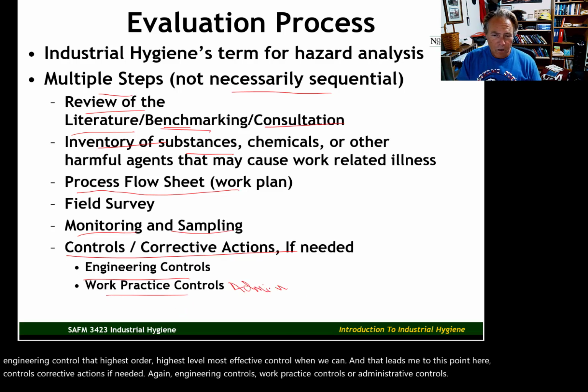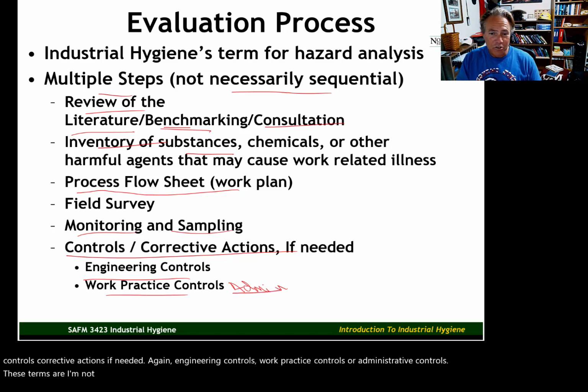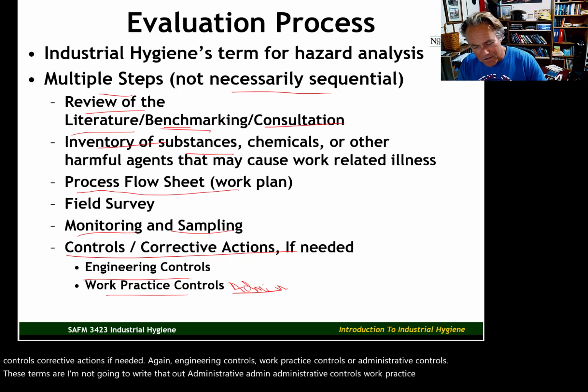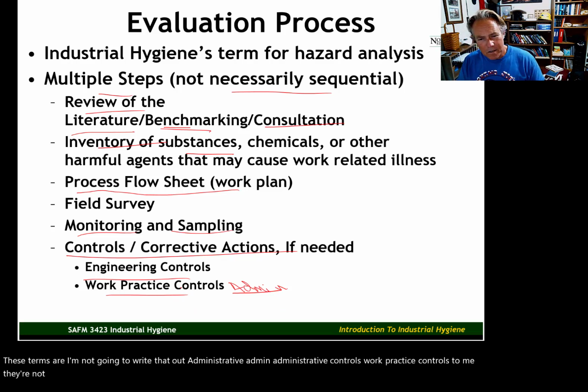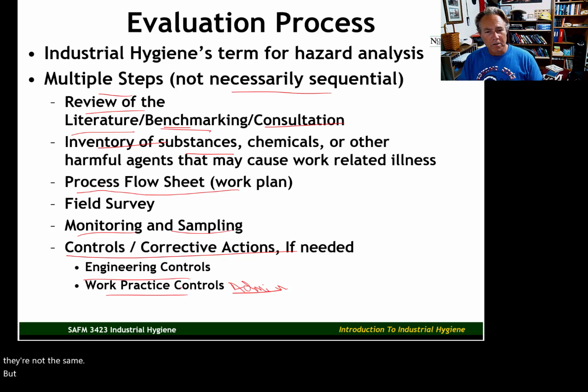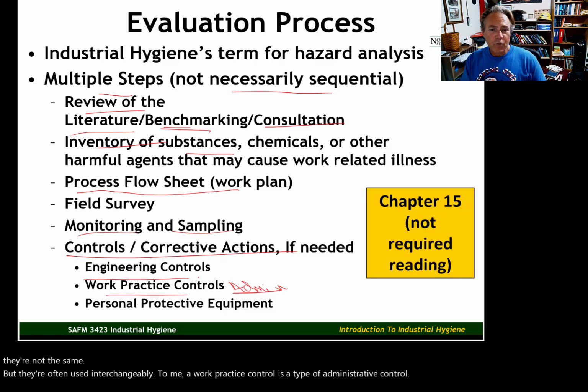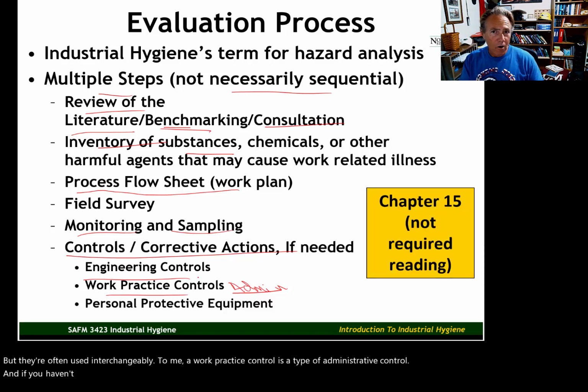These terms, I'm not going to write that out: administrative controls, work practice controls. To me, they're not the same, but they're often used interchangeably. To me, a work practice control is a type of administrative control. And if you haven't seen the hierarchy of controls, I covered it in my other online class that's going on right now, so I'm not going to go into a lot of detail here.